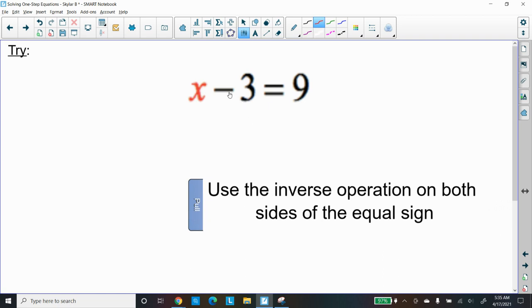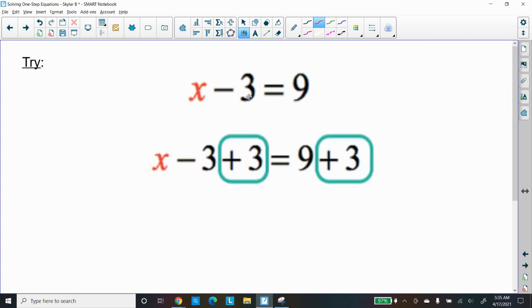So what's the opposite of minus 3? If you said plus 3 or adding 3, that's correct. So we would add 3 because it's the opposite of minusing 3. So minus 3 and a plus 3, that's going to add up together. But we do that on both sides. So notice I have the green box on both sides of plus 3. So that way I can add these together, which will add up to 0. And that's what I need to cancel out.